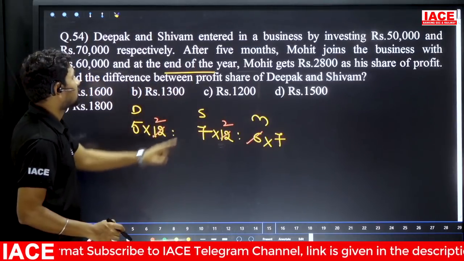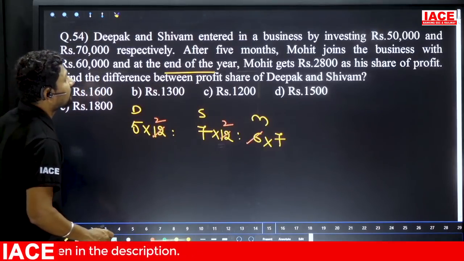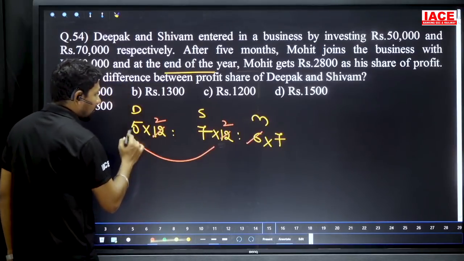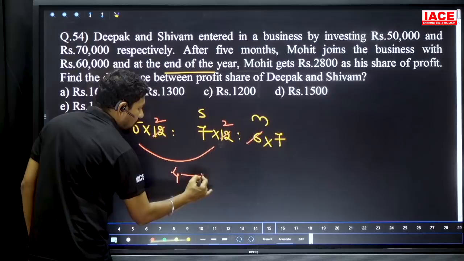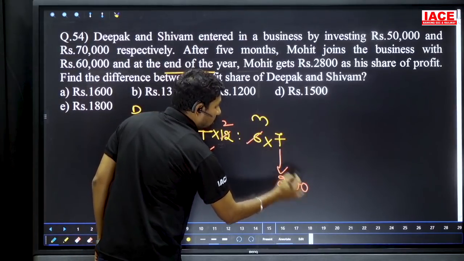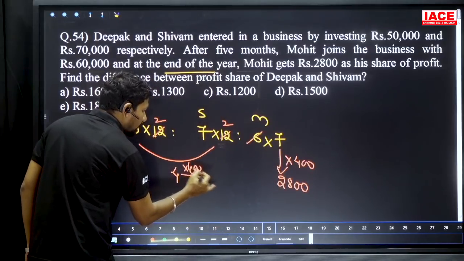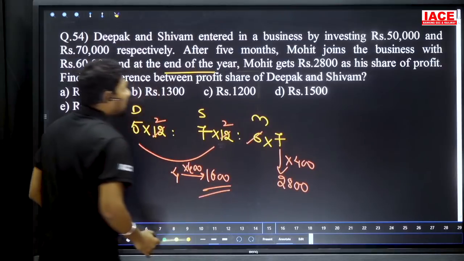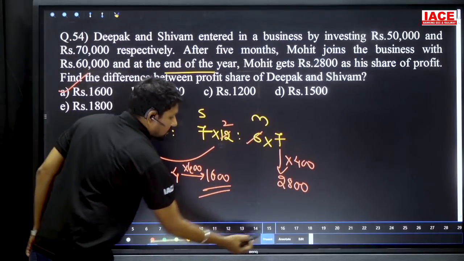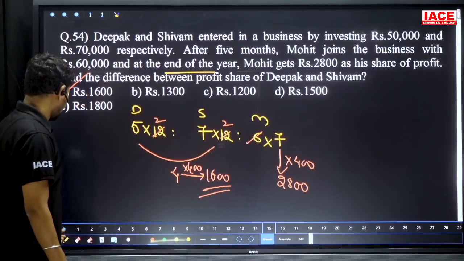Now Mohit gets 2,800 rupees as his share of profit. Find the difference between the profit share of Deepak and Shivam. Deepak and Shivam's profit difference is required. 5 into 12 is 60, 7 into 12 is 84, which means 24, that is 4 parts after cancelling. The value of 4 parts is required, and the value of 7 parts is given. 7 parts is equal to 2,800, so it is a multiple of 400. Here we also multiply by 400 and we get the difference between Deepak and Shivam. The difference is 1,600 rupees, option A. Just look at the question and read it, and you can easily understand the calculation I did.